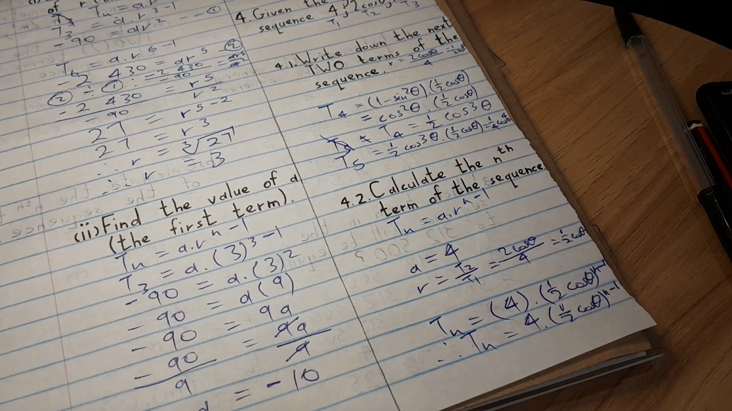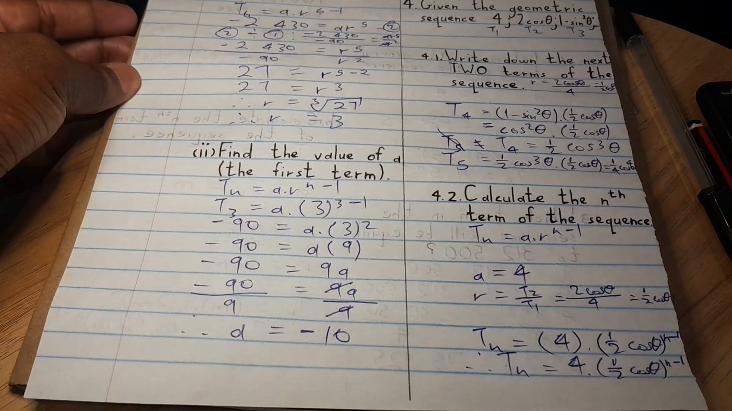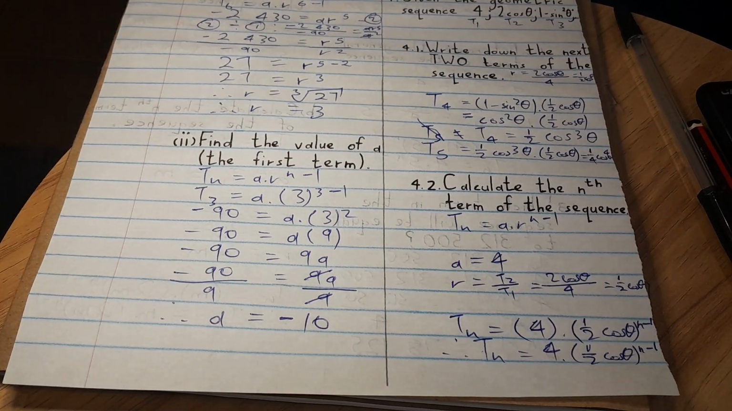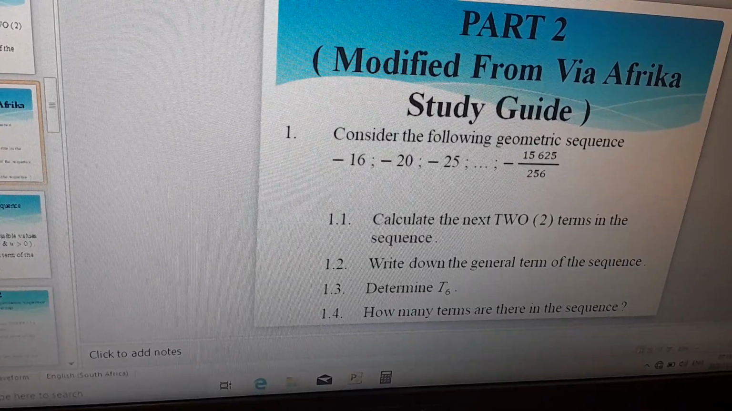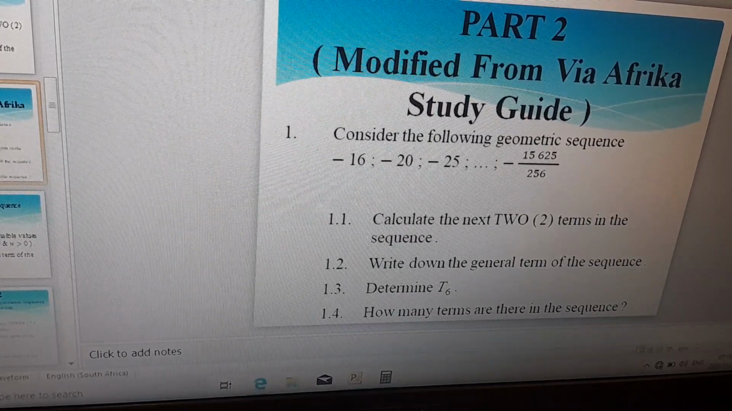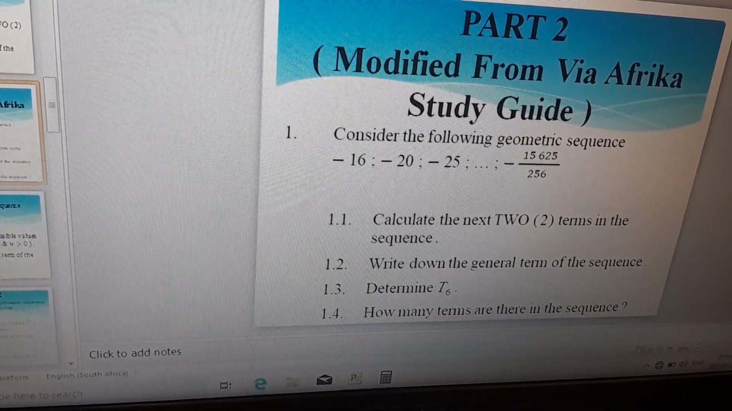Okay, grade 12s, just take a short break and be ready for part 2. So this is part 2 of geometric sequences.